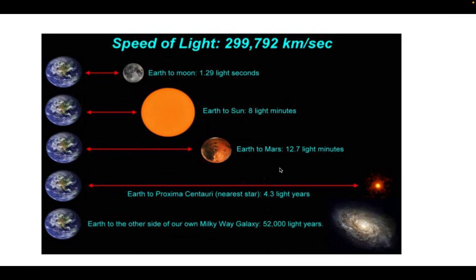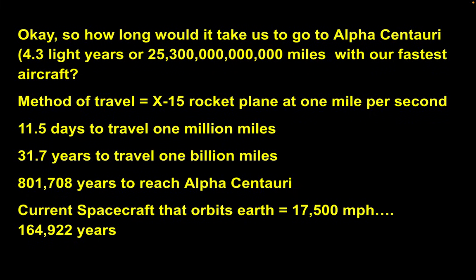If you've ever seen the movie The Martian, when he is trying to communicate through the rover back home, there's that delay. And that is because that signal is traveling roughly the speed of light. And so he had to wait a while just to communicate messages back and forth. Earth to Proxima Centauri, and if we were to travel to the other side of our own galaxy, 52,000 light years. Our galaxy is big. We'll talk about our galaxy in this chapter.